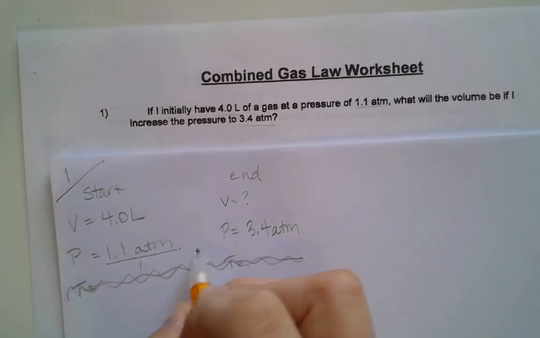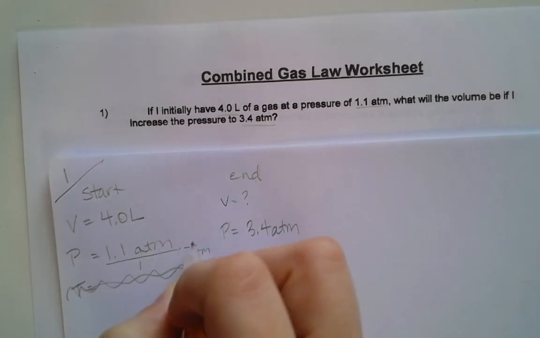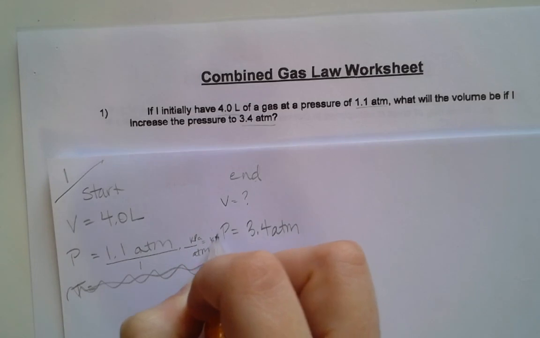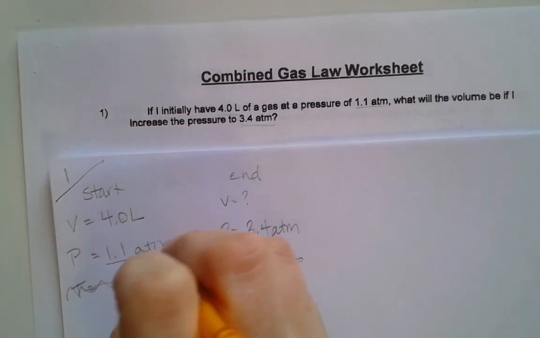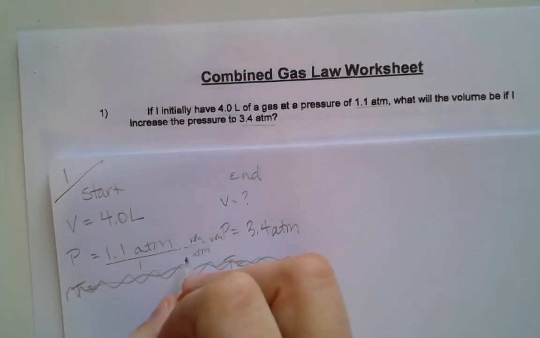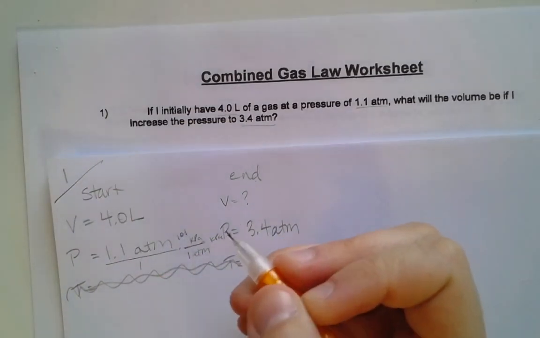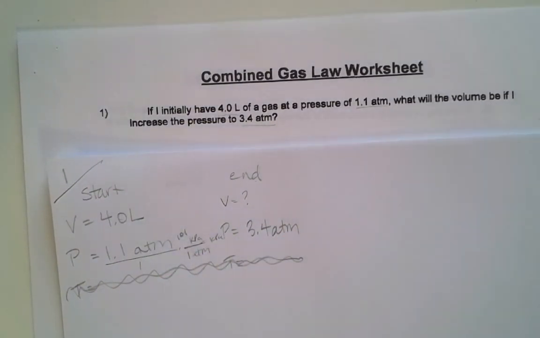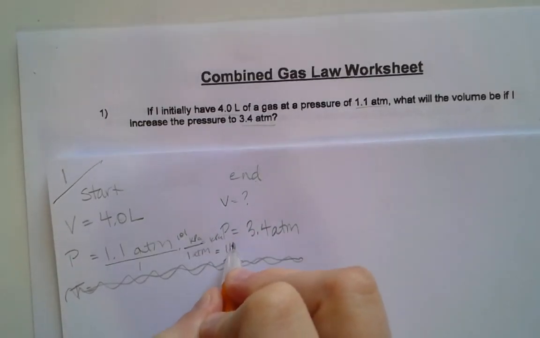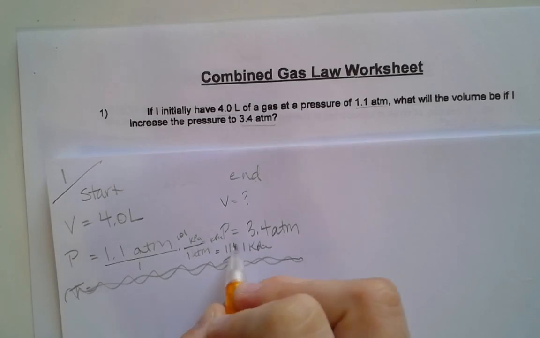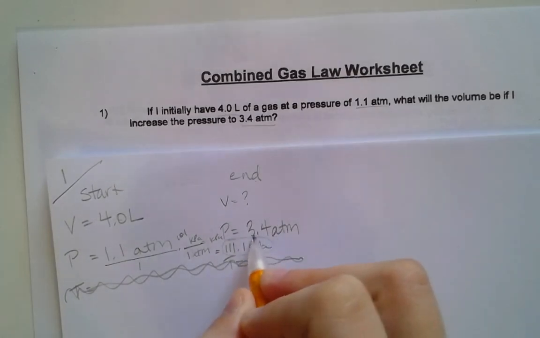You're going to take your atmospheres to kPa. We went over in the last video how to convert from atmospheres to kPa. It's 101. Try again. 1 atmosphere is 101 kPa. Every year I get good at multiplying by 101 again. Let's just do it. 1.1 times 101. Oh, 111. So it's 111 kPa is our starting pressure.